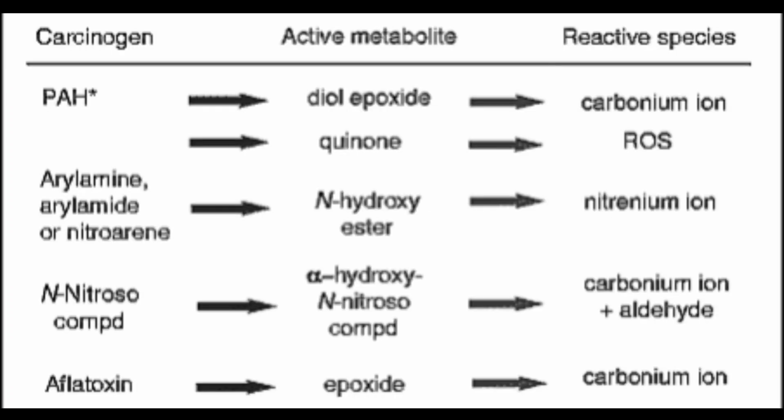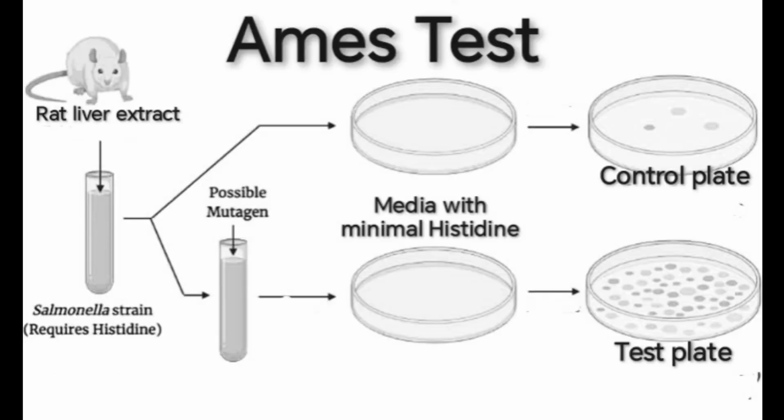From cigarette smoke to food additives, the Ames test has flagged countless compounds that could damage our DNA. It's fast, cost-effective, and surprisingly elegant. We can add liver enzymes to mimic metabolism because some chemicals only become dangerous after our body processes them.